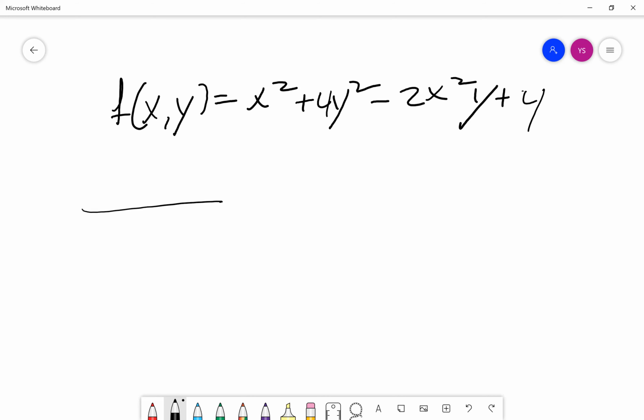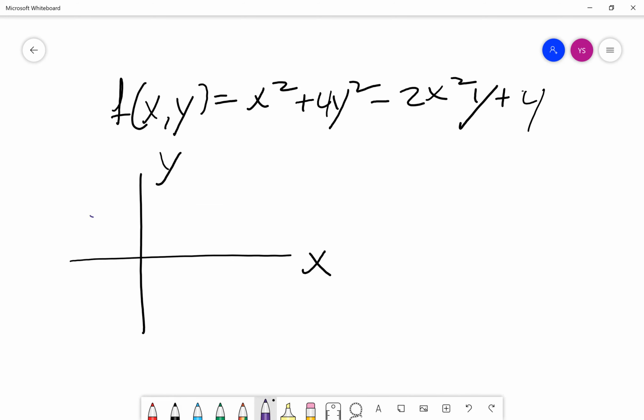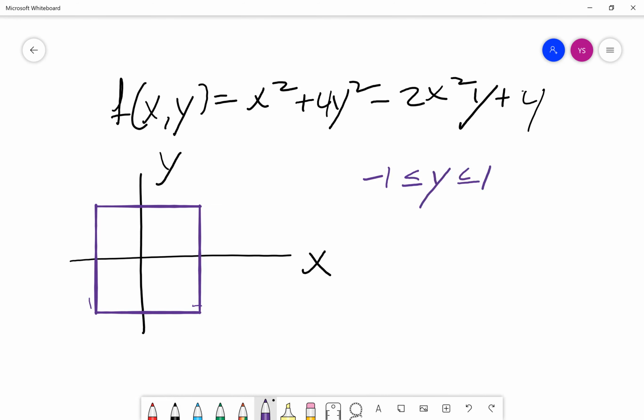So here's x and y, and here's your box, with y varying from -1 to 1, and x also varying from -1 to 1. And so we said we need to find the critical points inside of this domain, which we did. We also need to find the critical points on each boundary.